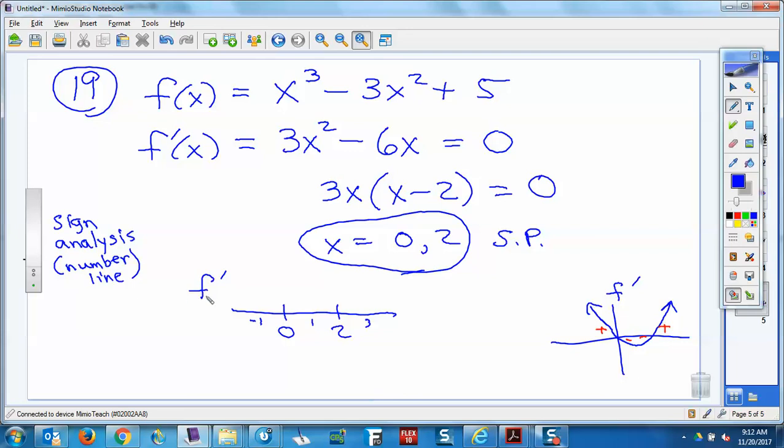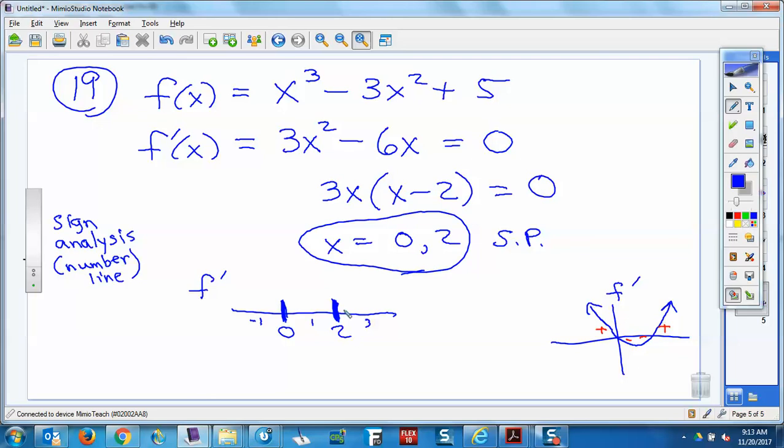Now, don't put little hash marks. It's amazing how much this little number line can get you in trouble. Don't put little hash marks here at the -1, 1, and 3. The only hash marks I want on my number line is that one and that one. And what I'm looking for is what is f prime in between here.